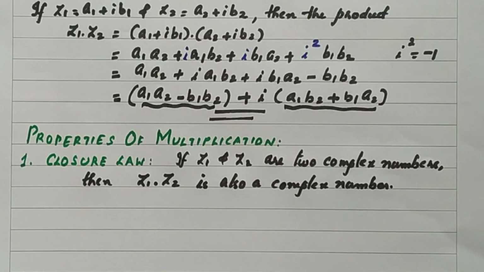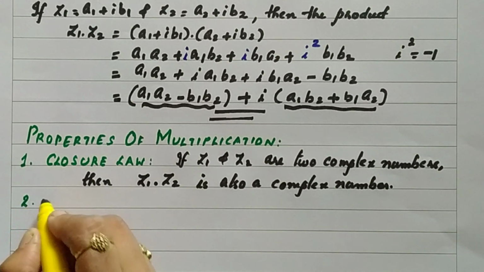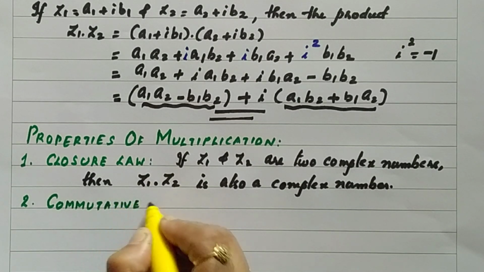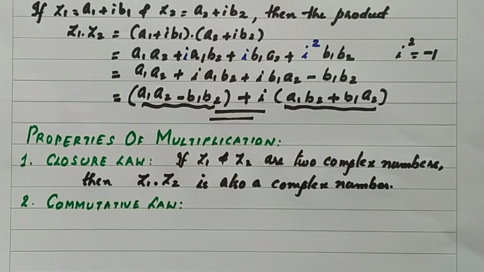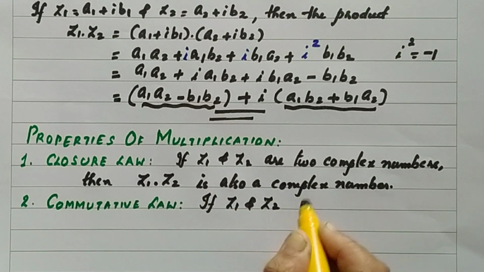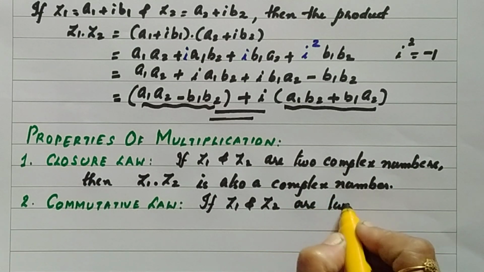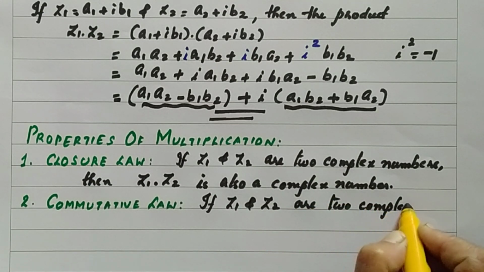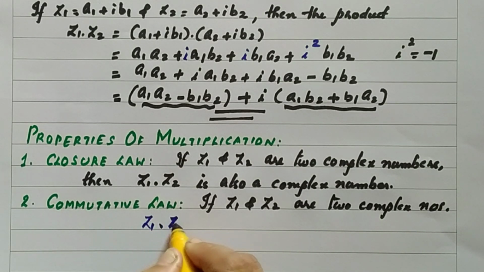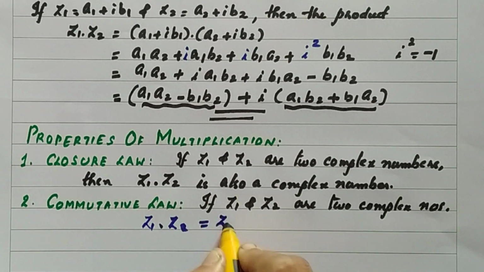What is the second property in the case of multiplication of real numbers? The commutative law. What does the commutative law state? If Z1 and Z2 are two complex numbers, then the commutative law states that Z1 into Z2 must be the same as Z2 into Z1. This is the commutative law.